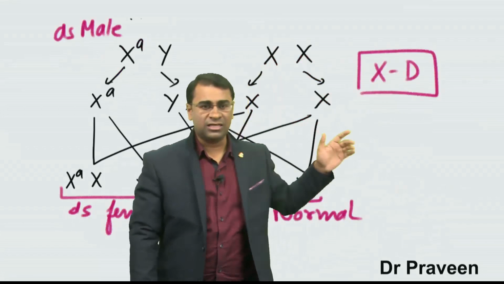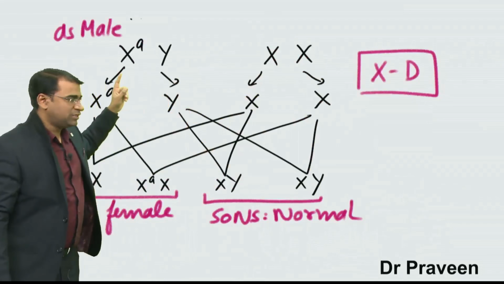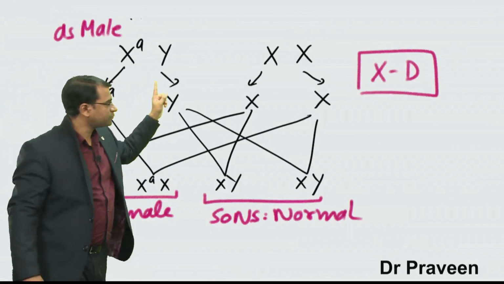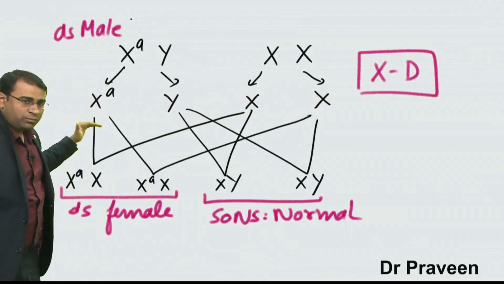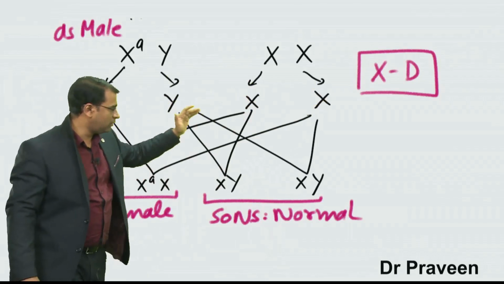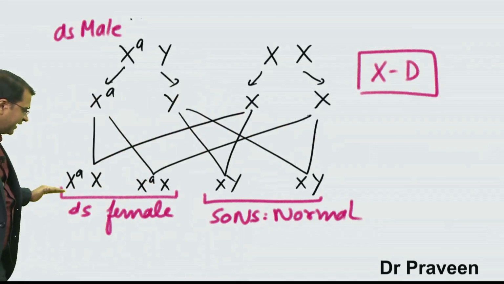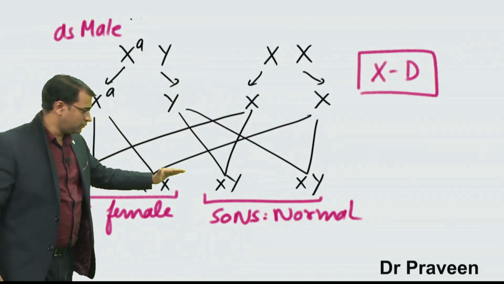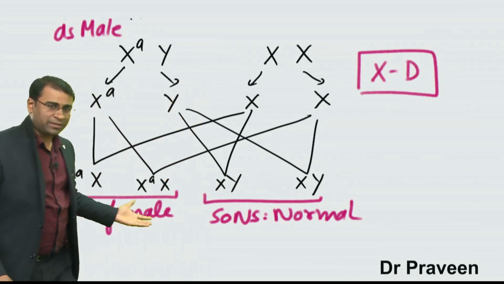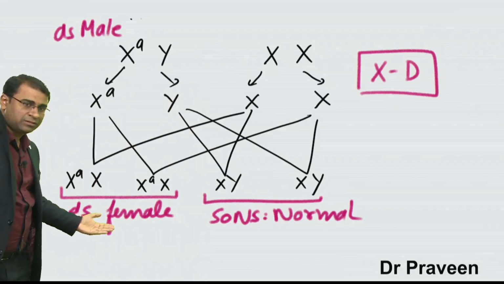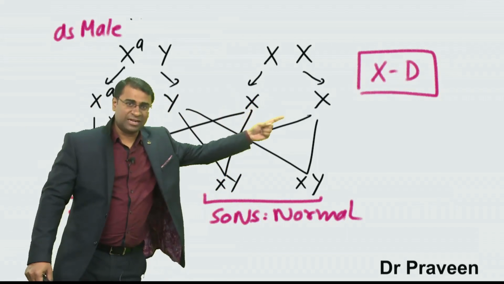Got the point? Let's see now X-linked dominant. Here I have taken an example of Alport syndrome. See here XAY, so diseased male, XX normal female. I am just segregating the alleles now. Look what is happening to the progeny: XAX, XAX, XY and XY. Diseased female, normal son. X-linked dominant.